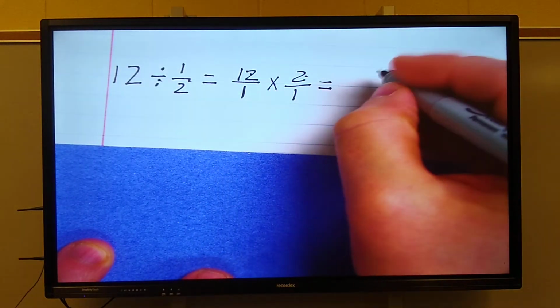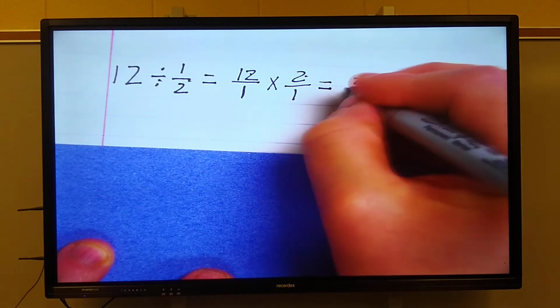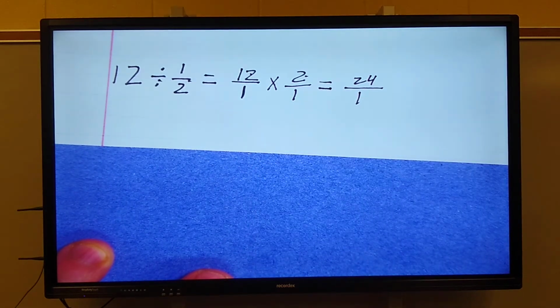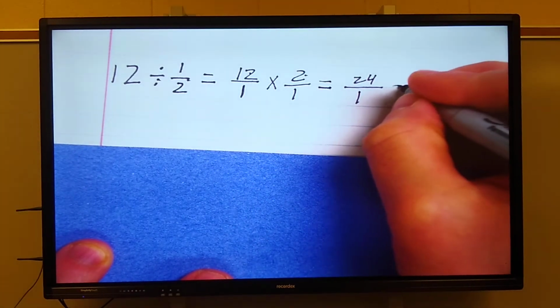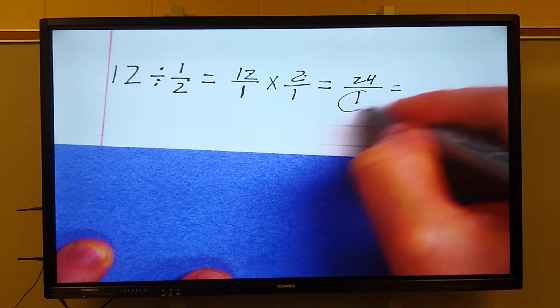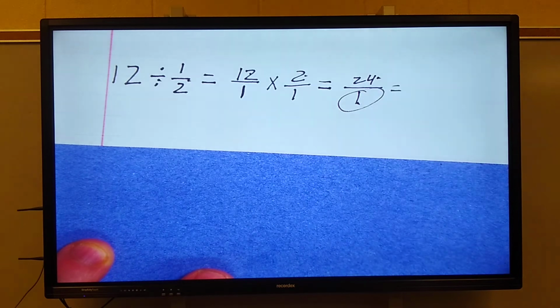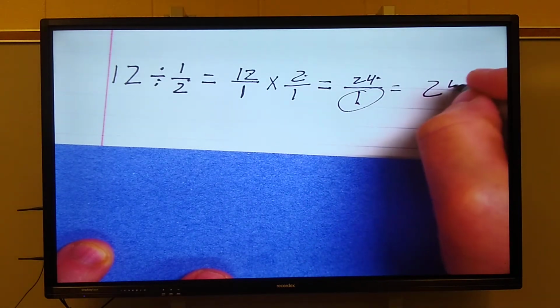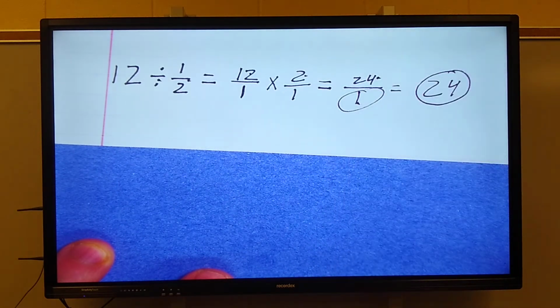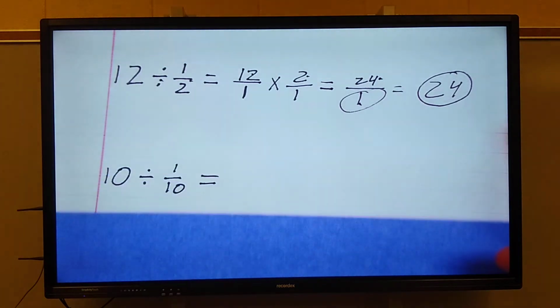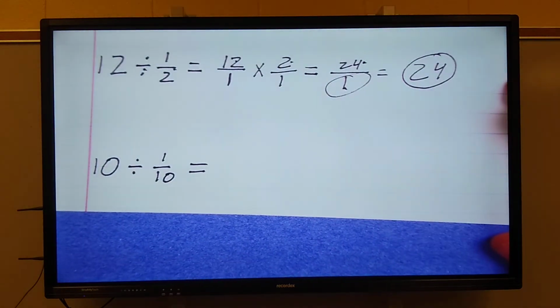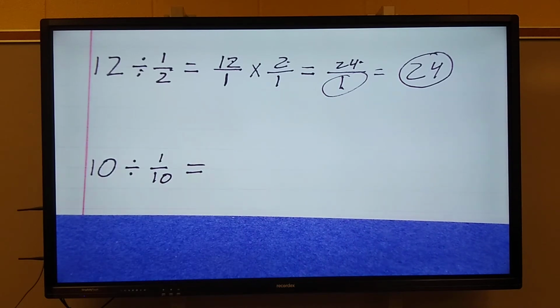12 times 2 is 24. 1 times 1 equals 1. That is an improper fraction. But here's a hint. Whenever you have 1 as your denominator, the numerator is your answer. 24 is the answer. All right, I'm going to leave that one there for you to look at, and I want you to solve this one. 10 divided by 1/10. Do that now. Pause the video.